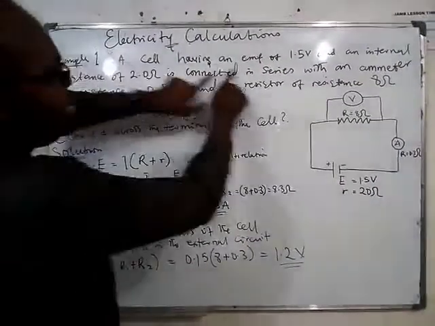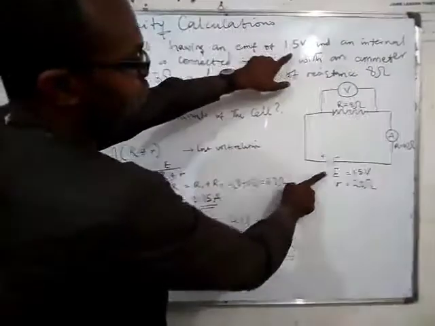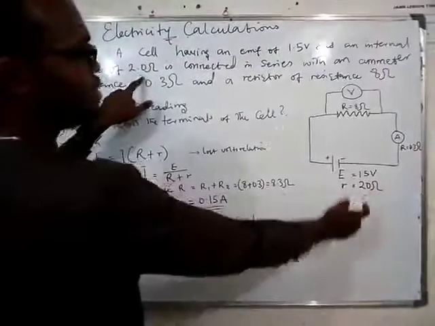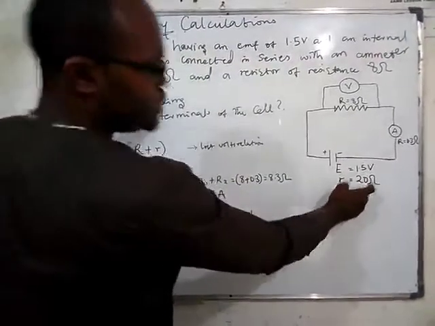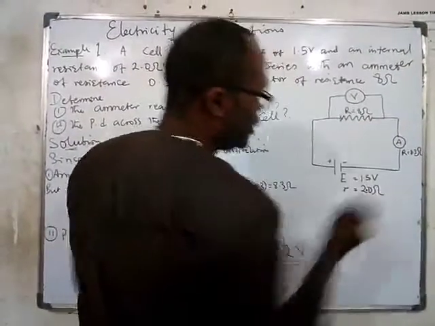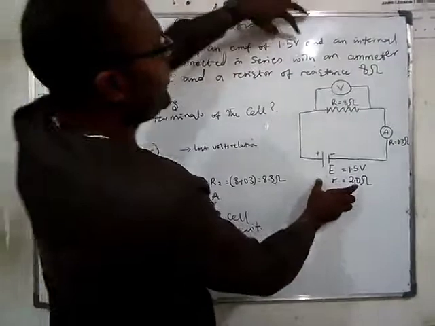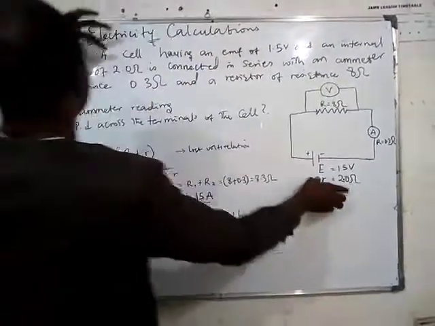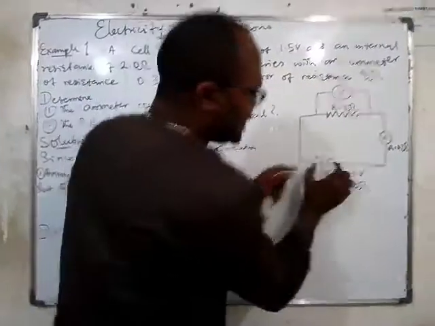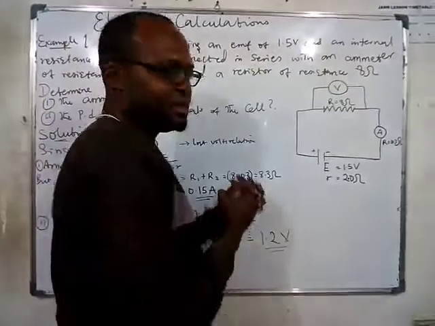A cell having EMF. This is the cell, is it not? The cell has an EMF of 1.5. Can you see that? An internal resistance of 2 ohms, 2.0. There is a mistake here, so I'm supposed to put 2.0 ohms. So this EMF of 1.5 volts and resistance of 2.0 ohms are the properties of this cell alone. You understand?